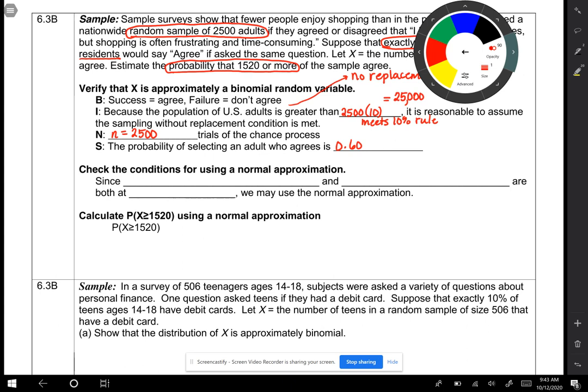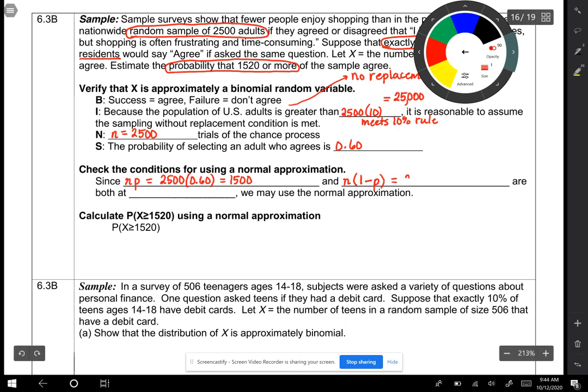Check the conditions for using a normal approximation. So we have to show this. We can't just jump to normal CDF. You have to show that it meets the normal condition. So since n times p, which is 2,500, our sample size, times a probability of success of 0.60, you get 1,500, which is greater than or equal to 10. And you can't just say that they meet it, you need to show the actual values. I tell students this all the time, and they might miss it the first time, but then they never make the mistake of not showing it.